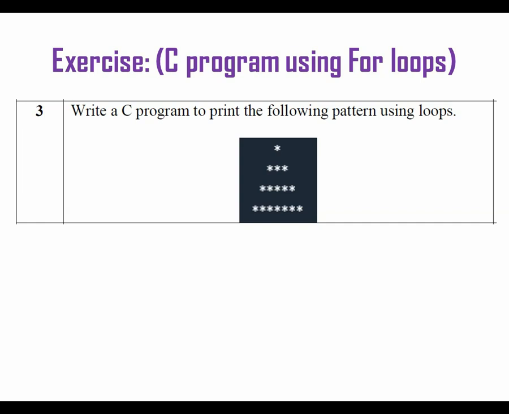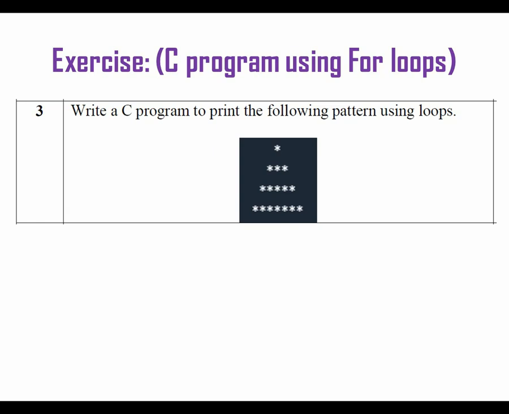So in today's class we are going to be writing a C program to print this pattern, and we have to use loops for the same. As you see, the pattern is of a triangular form. It has one asterisk sign on the first line, then 3 asterisk signs, then 5 asterisk signs, and then 7 asterisk signs, and then it goes on.